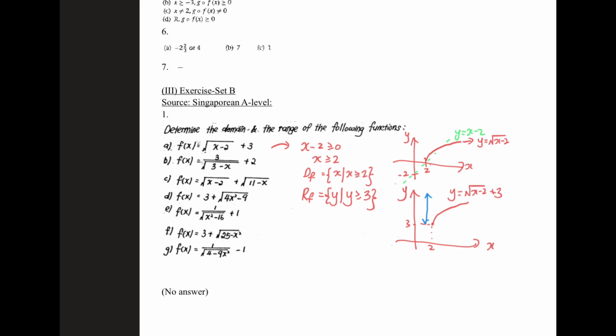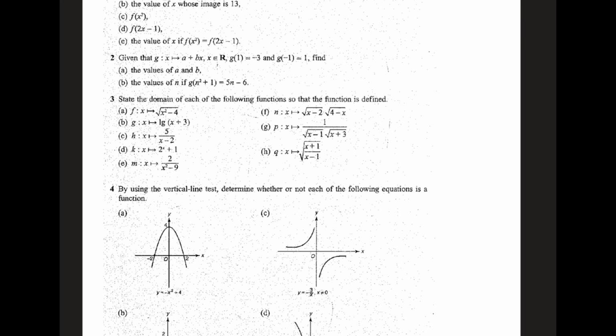Okay, let's say I highlight one more question on this page. So let's say I look at 3f. Now this function has 2 square roots. So for each square root, the thing in the square root must be positive. So I get x more than or equal to 2 for the first square root. For the second square root, 4 minus x more than or equal to 0. So I get x less than or equal to 4.